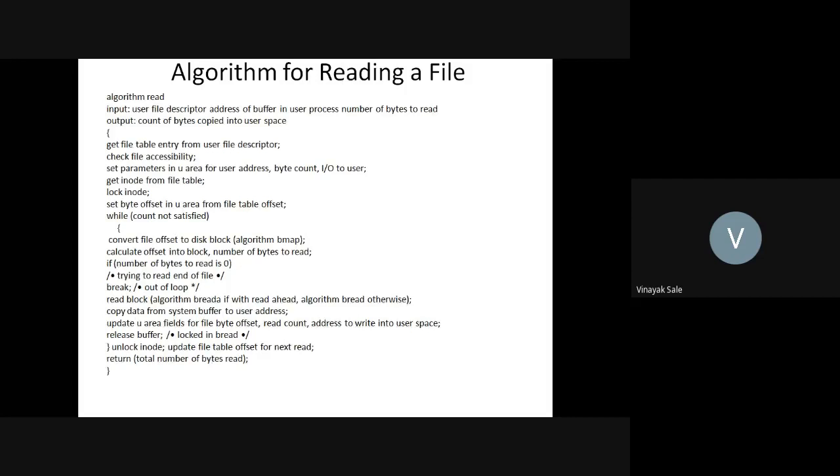If this condition is not satisfied, that is, the count is satisfied, then the condition becomes false. Go out of the loop, unlock the inode, update the file table offset for the next read, and return the total number of bytes read. This is the algorithm for reading a file.